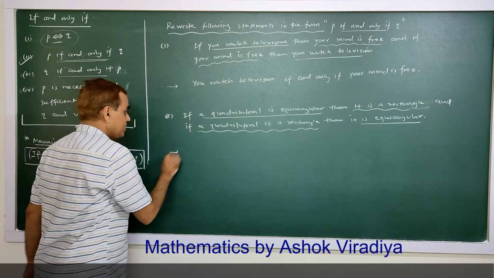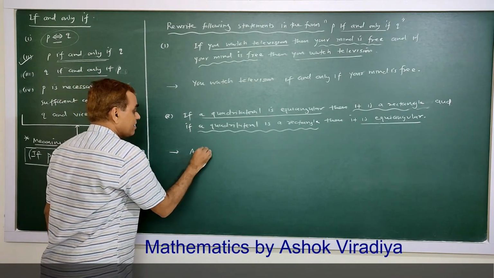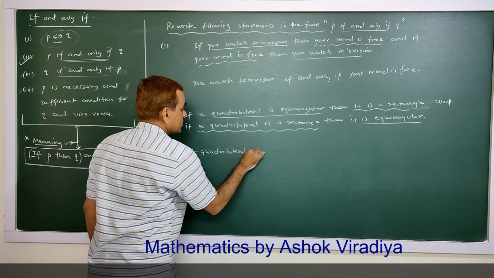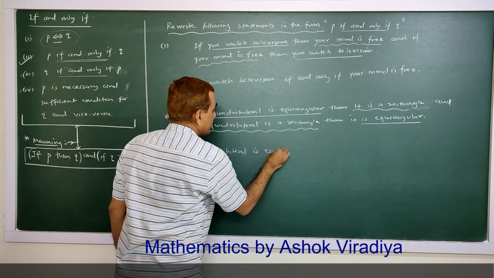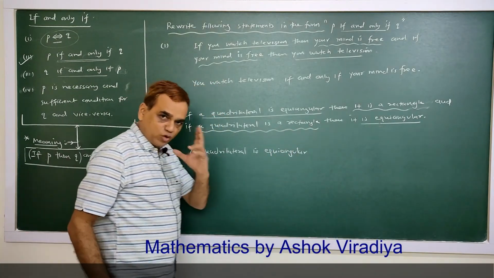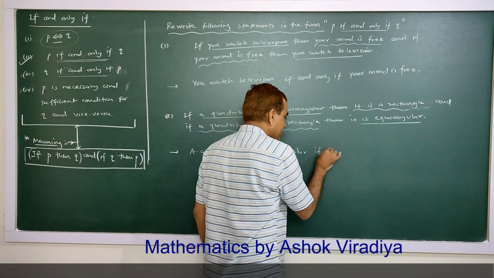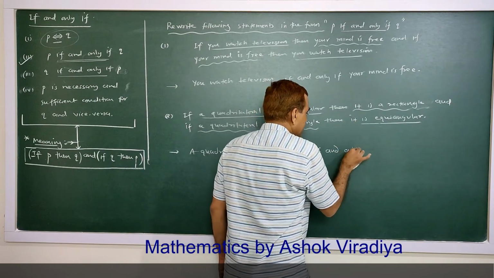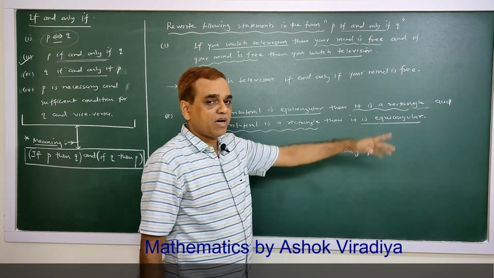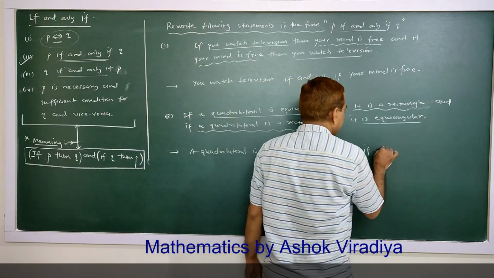So here the answer is: a quadrilateral is equiangular. This is P. Then the words if and only if. The second part is Q: it is a rectangle.